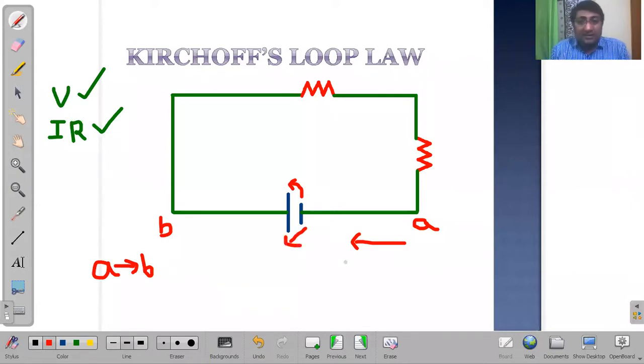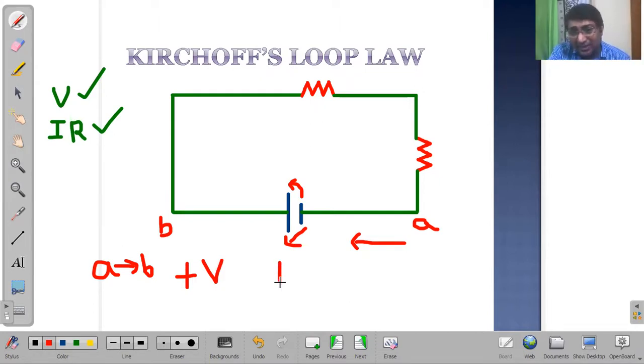So please remember this rule. When you are addressing a battery and in your walking direction, in your path, you're moving from low potential to high potential, that means your potential is increasing, and you have to always take it as plus V, positive V, guys. I hope you're understanding this discussion. When the potential increases, take it as positive.